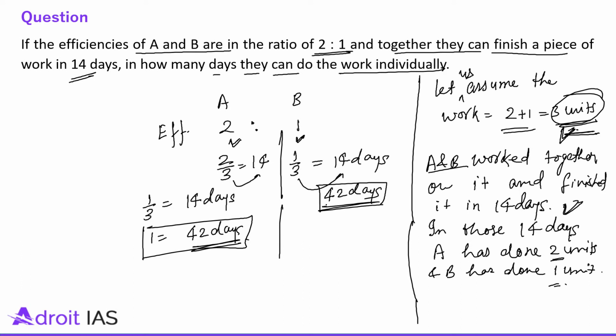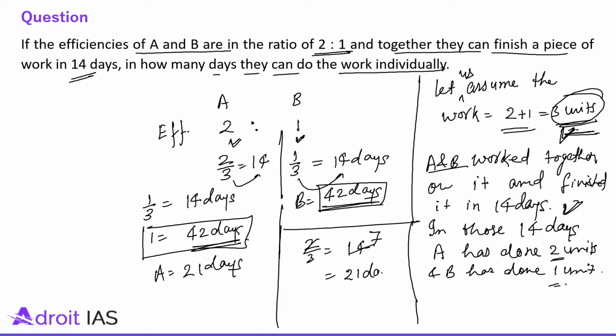Okay. And if you talk about A, A is double efficient. So obviously he will take half the time with respect to B. So A will take 21 days and B will take 42 days. In fact, if you want to solve like this, 2/3 is equal to 14, then this is 7, then 7 into 3 will be what? 21 days, right? So A can finish that work in 21 days and B can finish that work in 42 days, right?